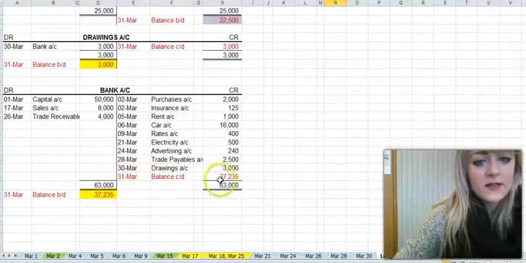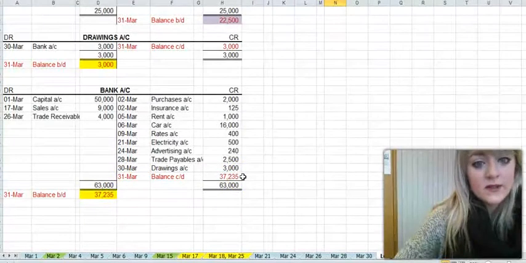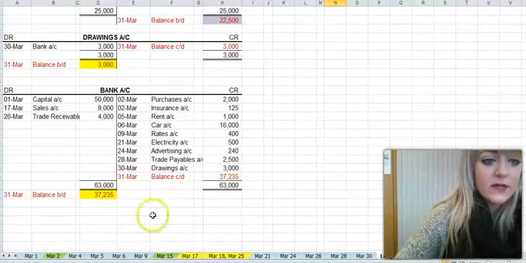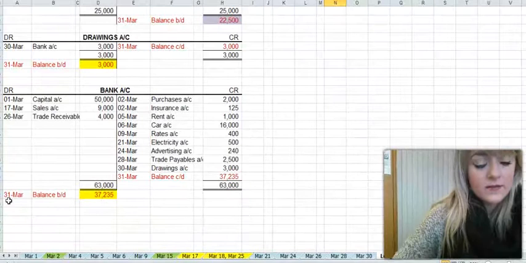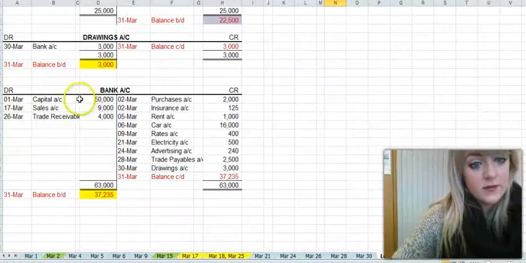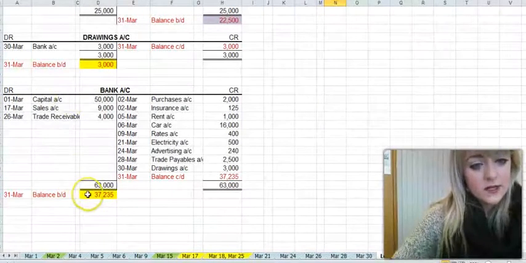31st of March, the balance carried down is 37,235. So that's how much is left in the account at the end of the month. So then we bring it down here for the following month. So 37,235 is what Kate will have in her account on the 31st of March and on the 1st of April. So on the 1st of March, she had €50,000 of the capital that she lodged, if you remember. Then the following month, this is what she has left. So we can move on to our trial balance.